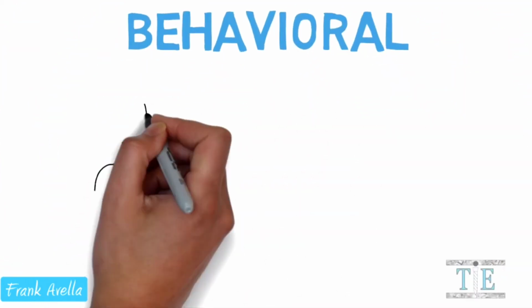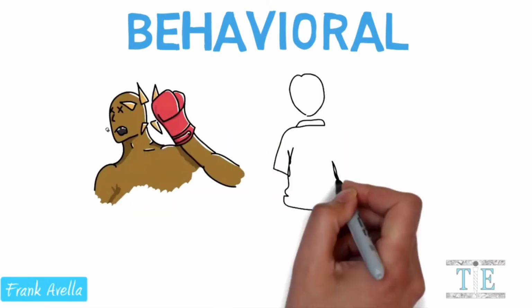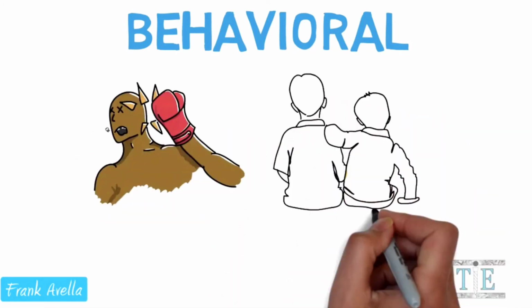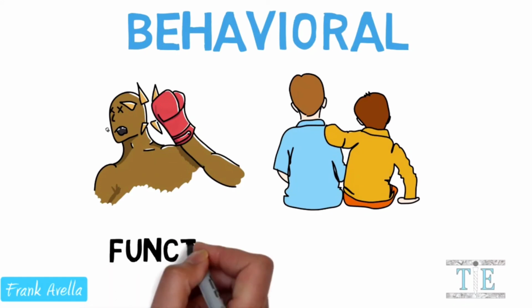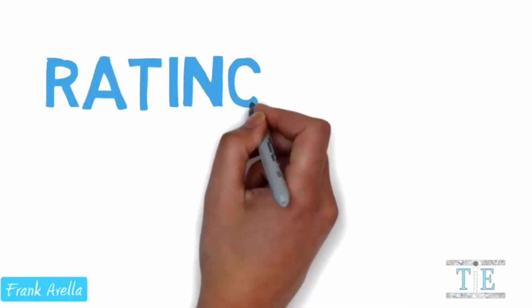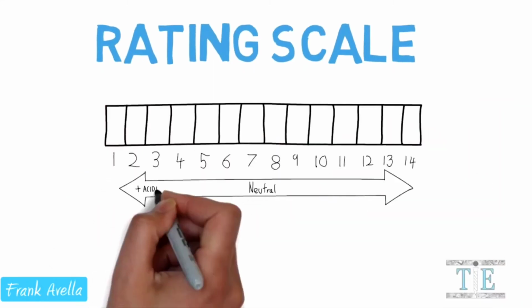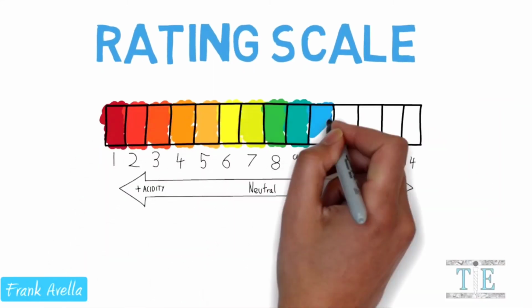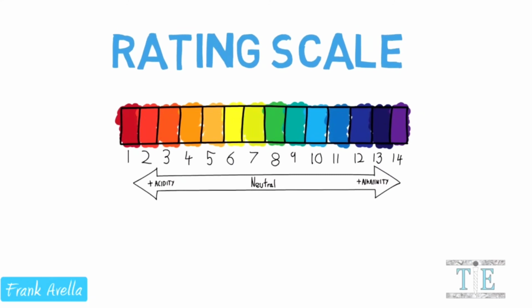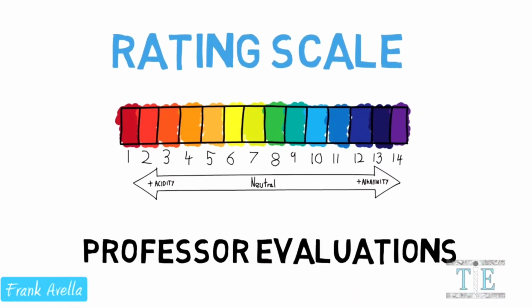Behavioral assessments. It may sound unusual for some teachers, but in special education, behavioral assessments are very common. The best example is a functional behavioral assessment. Next up, rating scales. Ask students to gauge their understanding on a subject or a topic by giving a scaled score. Rating scales are often used for professor evaluations.